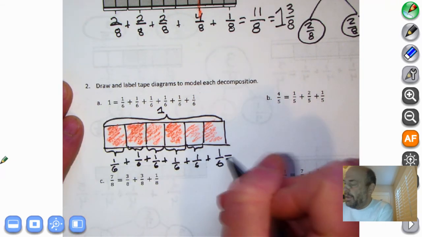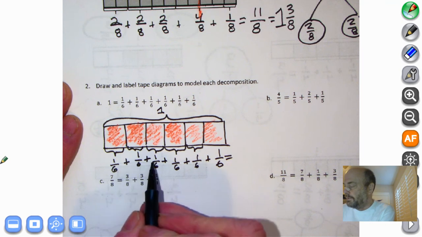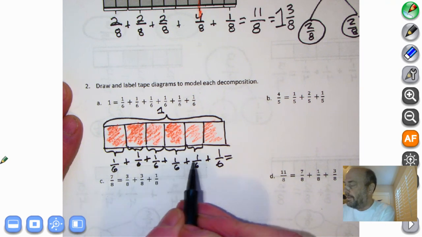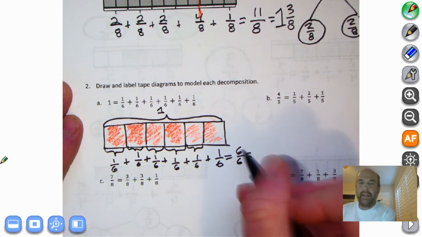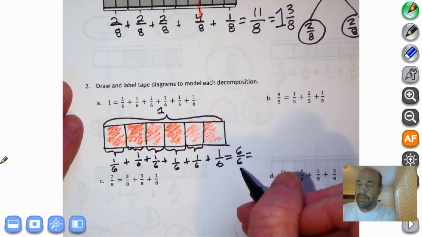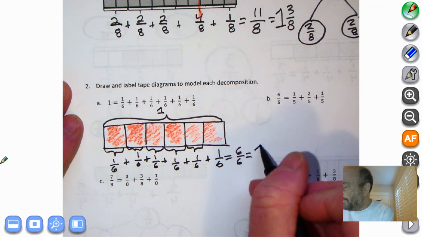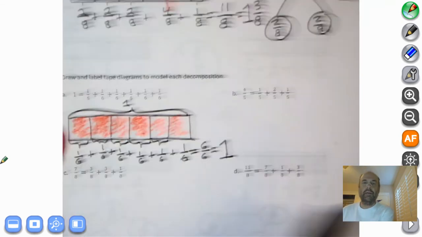All right, so what do we get? We get 1 plus 1 is 2, 2 plus 1 is 3, 3 plus 1 is 4, 4 plus 1 is 5, and 5 plus 1 is 6. So we get 6/6. And when the numerator and the denominator are the same, they equal 1. And that's how we do it.